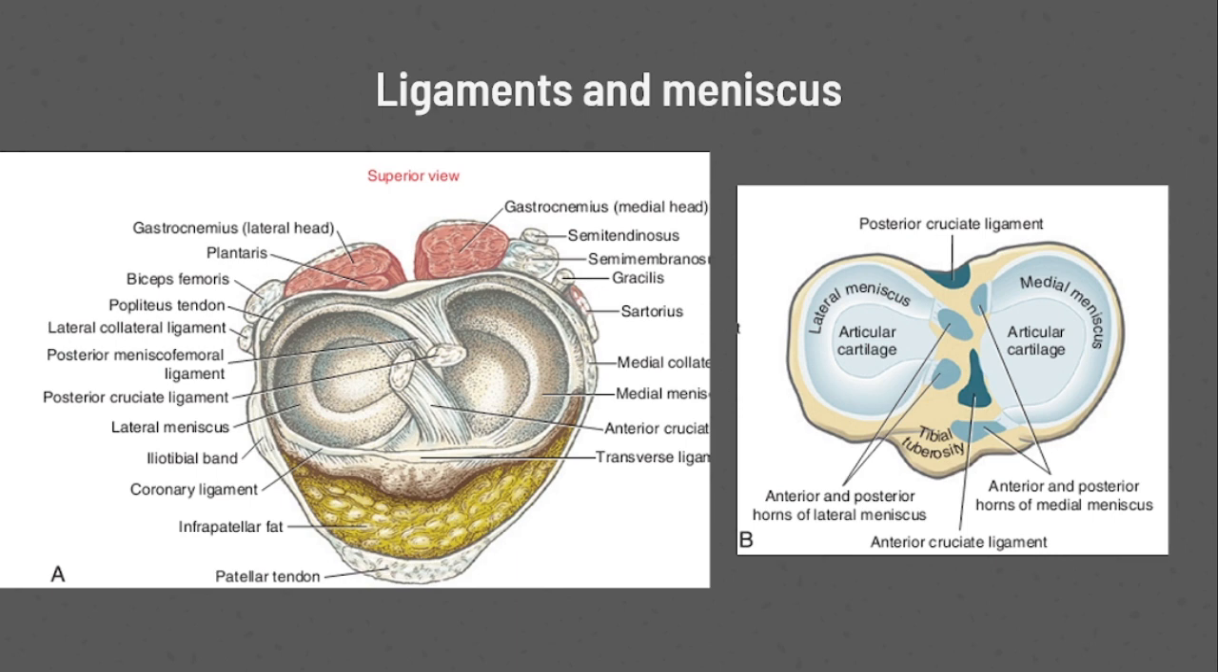The lateral meniscus is circular shaped. It's more mobile. It's not as prone to injury as the medial meniscus.